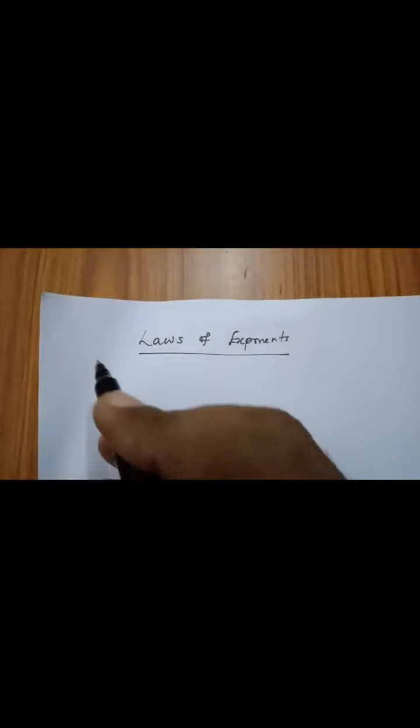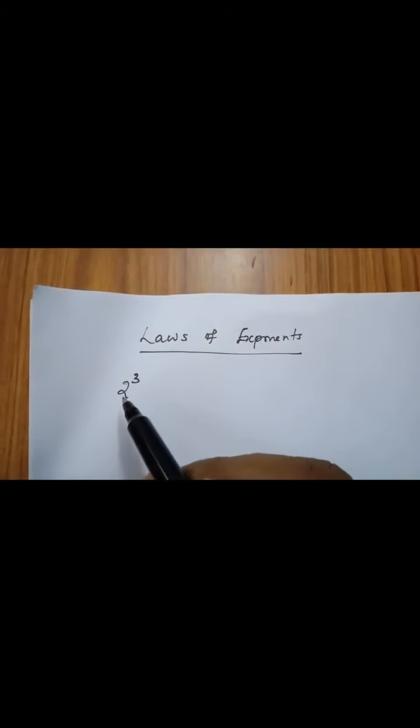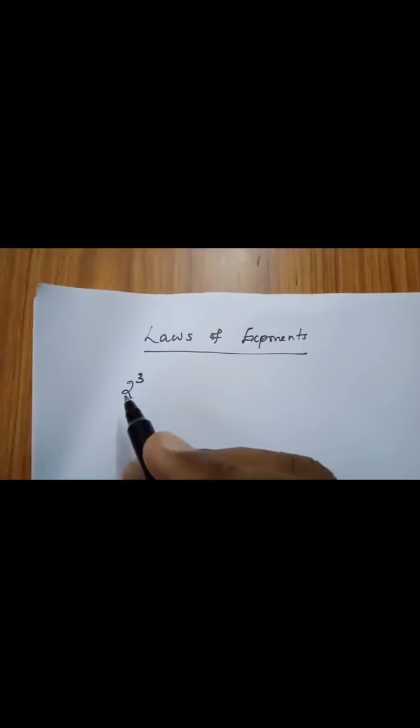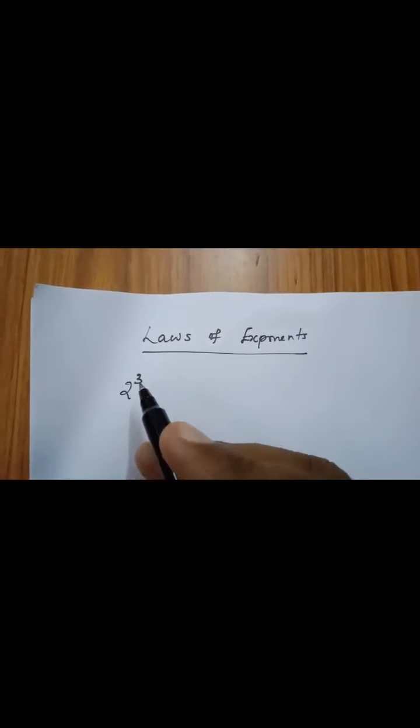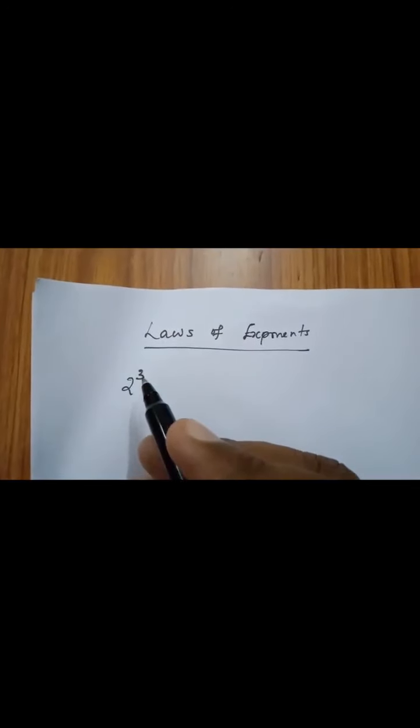Unit, we are going to start with the next section, laws of exponents. Now we know that, for example, consider this exponential number 2 to the power 3. This can be read as 2 to the power 3 or 2 raised to the power 3, and the meaning is the number 2 is multiplied 3 times, and here 2 is the base and 3 is the power or exponent.